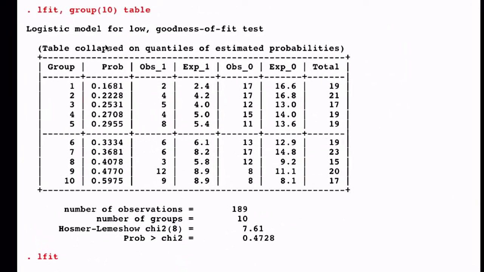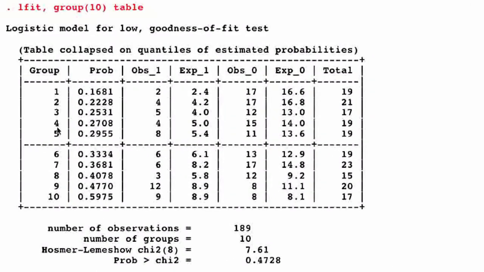But if you say group 10 table, then it will create 10 groups. If I said group 100 table, it will create 100 groups. That wouldn't be a very good idea if you have 189 women. But if I had 10,000 women in my study, I might very well want 100 groups or 200 groups. Okay, but here, group 10 table, and it creates the table for us.